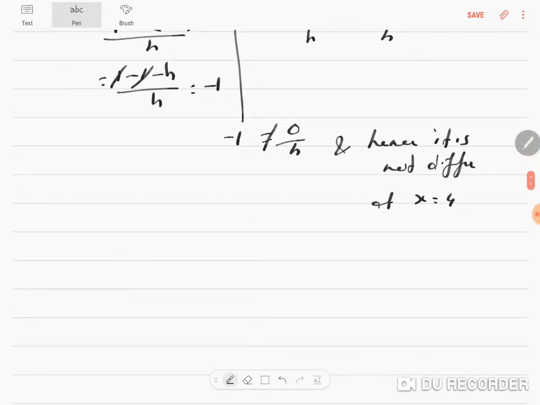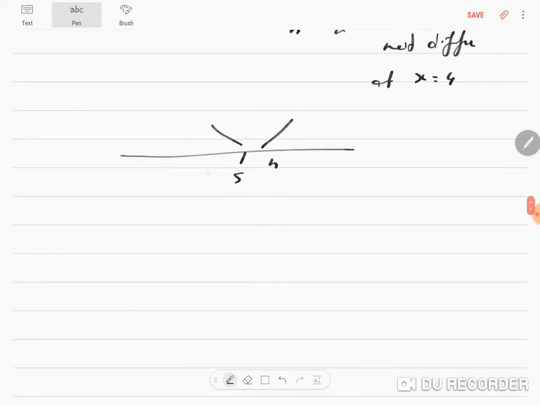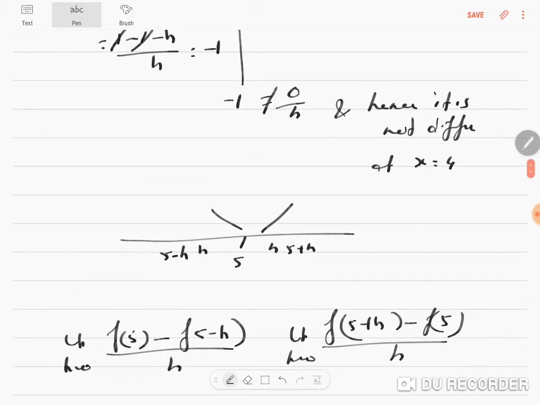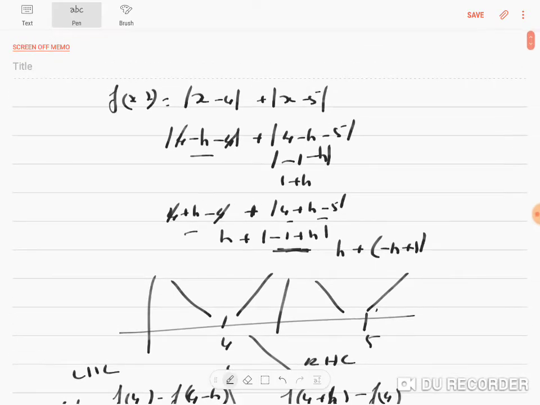Now in the same way, approach 5 from the left and 5 from the right. This is 5 minus h, and this is 5 plus h. For the left hand limit, f of 5 minus f of 5 minus h by h, limit h tends to 0, and for the right hand limit, f of 5 plus h minus f of 5 by h, limit h tends to 0. No need for special formulas, just substitute in the question. What is f of 5? It becomes 5 minus 4, which is 1, so the answer is just 1.